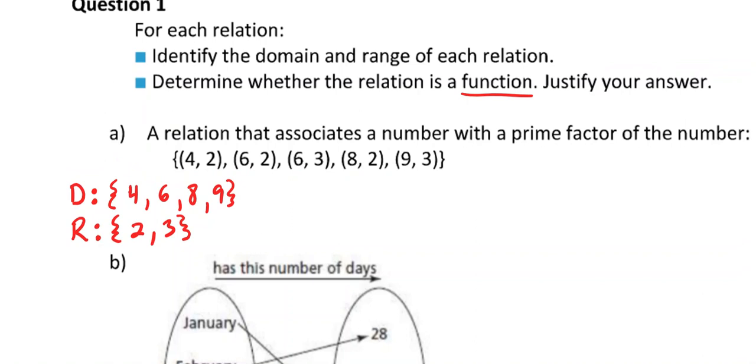Because there's 2 and 6. Yeah, so for any one value of x, or one value of our domain, there should only be one value of y, right? But in this case, we've got multiple coming from that, right? So we've got 6, we've got 2 and 3 associated with that. Does that make sense? So for that one value of x, we've got multiple values of y. So not a function.